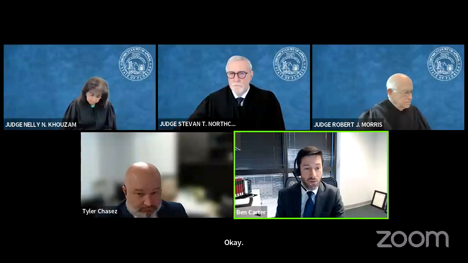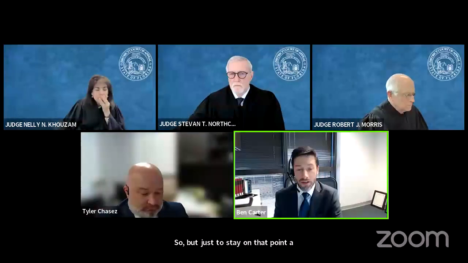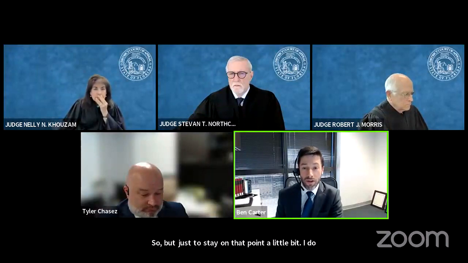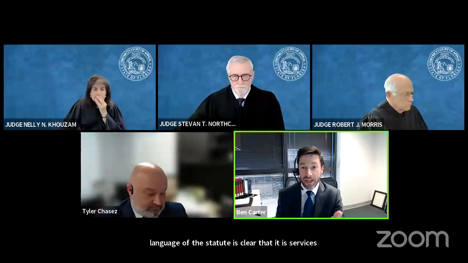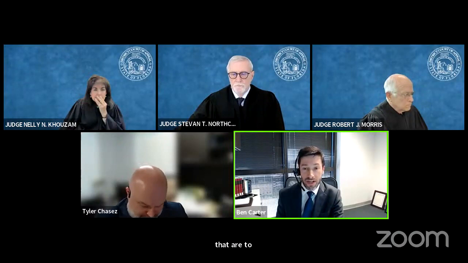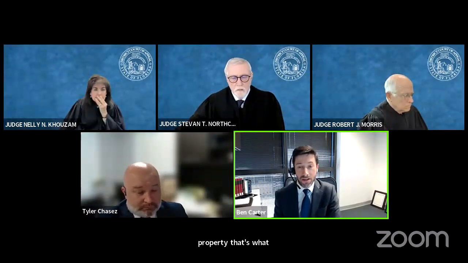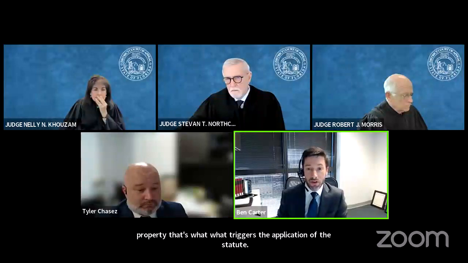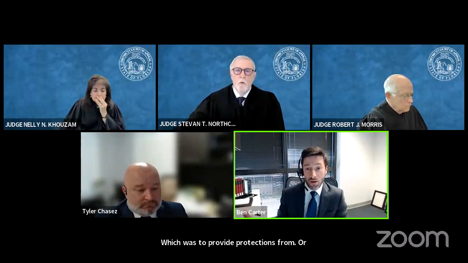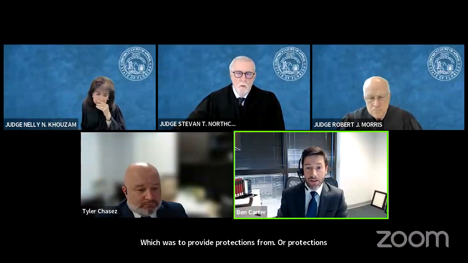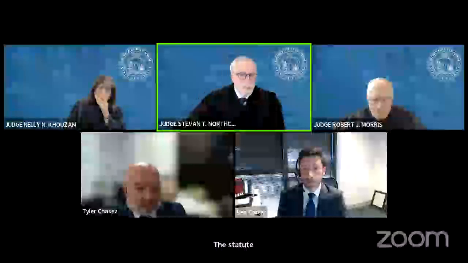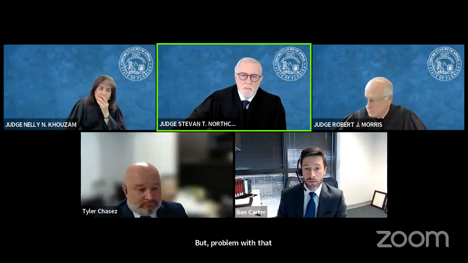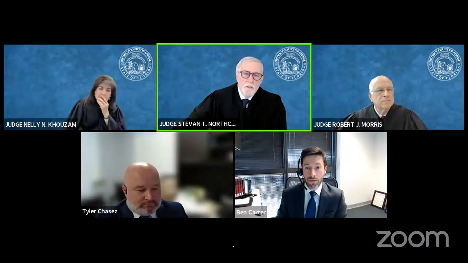So, just to stay on that point a little bit, I do think we have to consider, while the plain language of the statute is clear that it is services that are to facilitate repairs of the property, that's what triggers the application of the statute, we also need to consider the purpose of the statute, which was to provide protections to policyholders when they're doing these assignments of benefits. The statute is not about... The problem with that, though, Mr. Carter, is we could find that purpose, but we can't legislate to satisfy the purpose. The legislature has to do that. And it does that with the language in the statute.